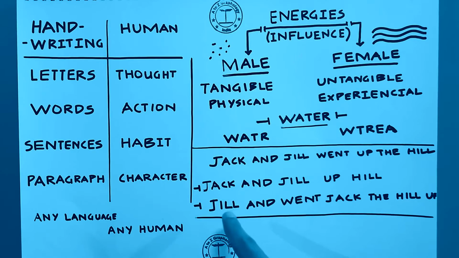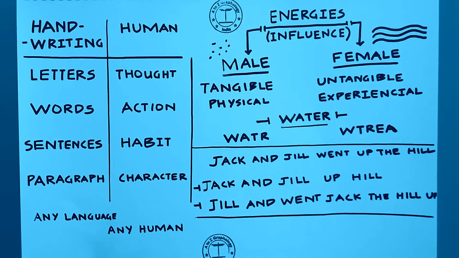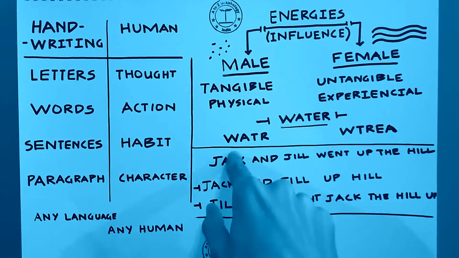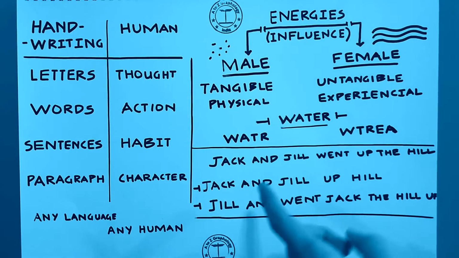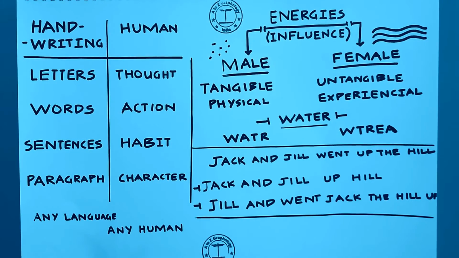Let's go to the second sentence. Jill and went Jack the hill up. This means that although all the words are there in this sentence, the sequence of it, the wave pattern, the sequence of it is messed up. So a person who knows English well will read the second sentence and not understand what's happening because the sequence of the words, the adverbs, the verbs, the pronoun, whatever is the component of grammar is not being put in the correct sequence. This is a female grammatical error.